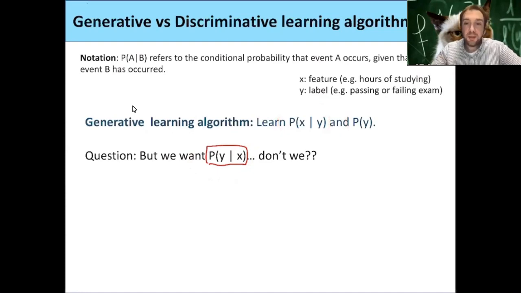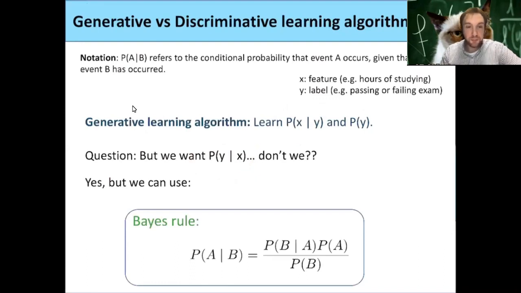The reason why this works is the so-called Bayes rule. This is a simple rule from probability, stating that the conditional probability that the event A occurs, given that B occurs, is given by the probability of B occurring given that A occurs, times the probability of A, divided by the probability of B.